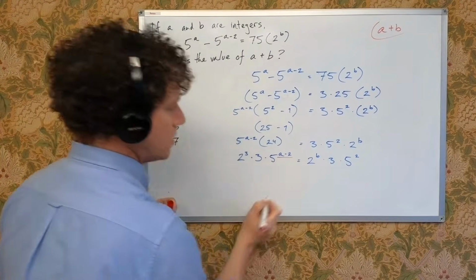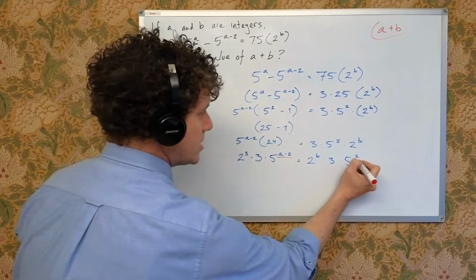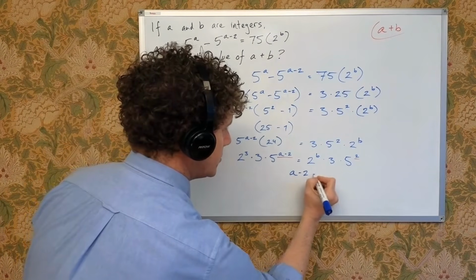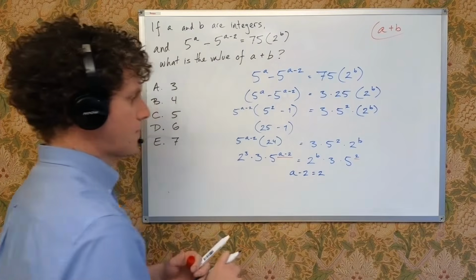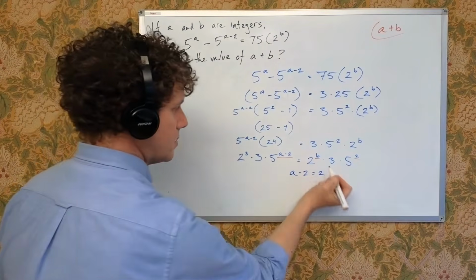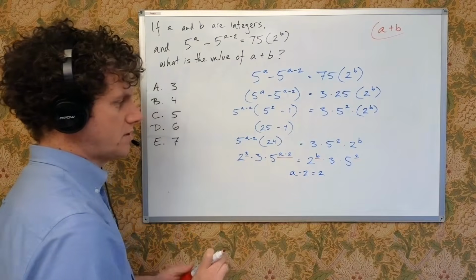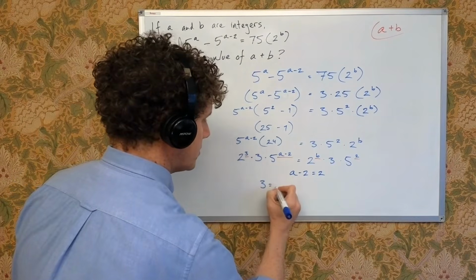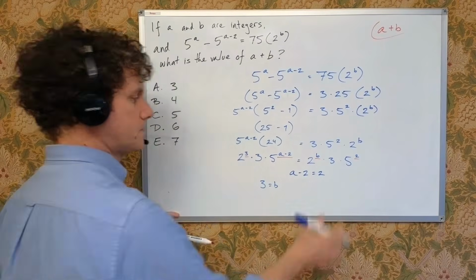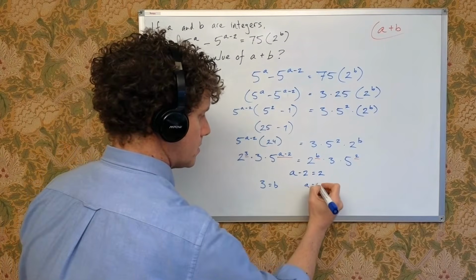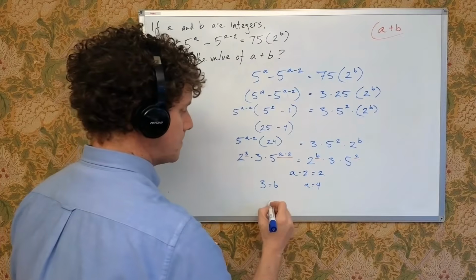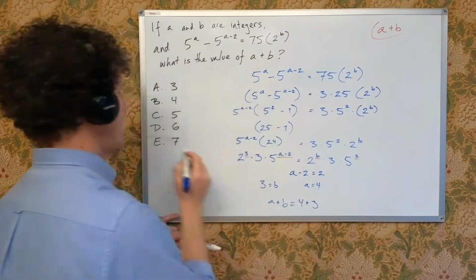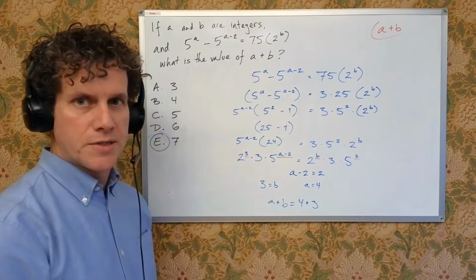Apparently, a minus 2 5's is 2 5's. I can say a minus 2 is 2, and apparently the number of 2's involved is 3. I can say 3 equals b. Add them up, and select my answer.